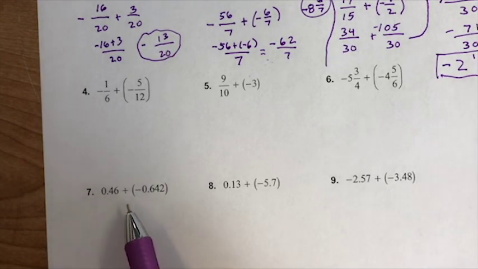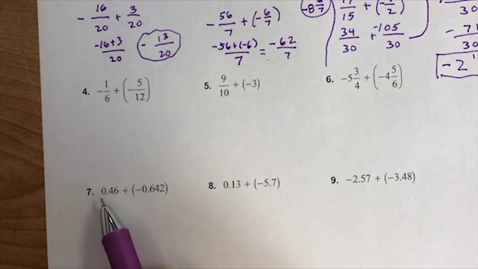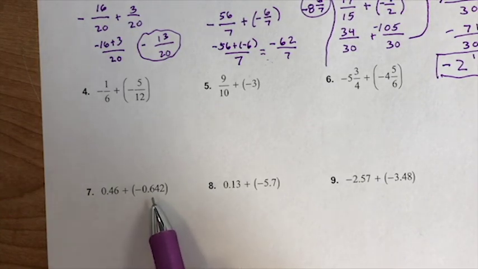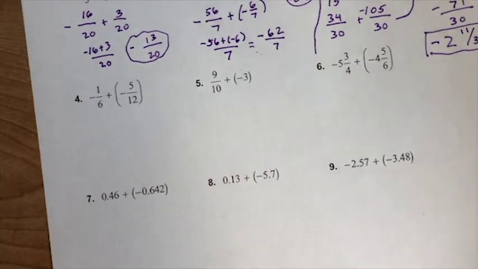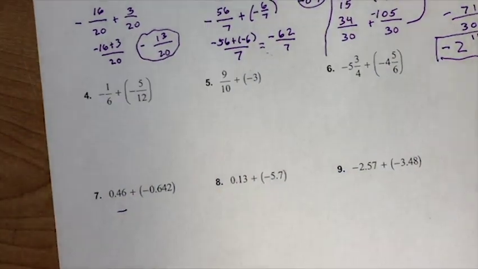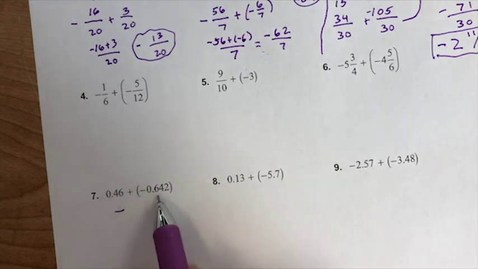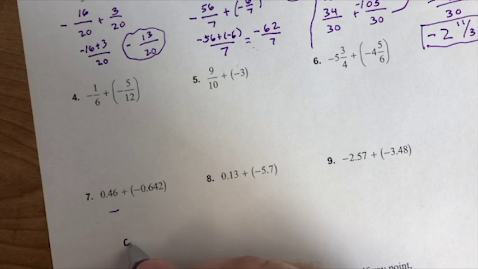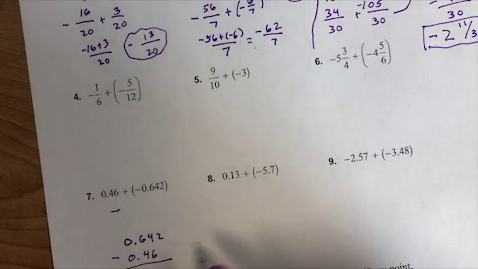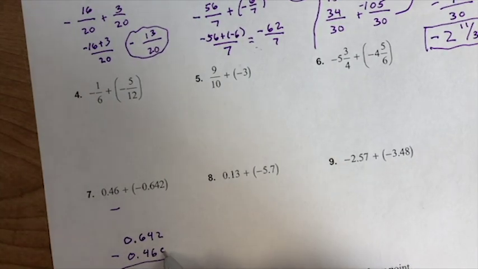Right from the get-go, I need to ask myself, is this going to give me a negative answer or a positive answer? Well, when I look at these two, the highest absolute value happens to be this guy. So I know my final answer is going to be negative. And since one is positive and one is negative, I simply subtract. So I'm going to line up my decimals, 0.642, and I'm going to subtract 0.46, okay? Well, technically there's a 0 at the end, so I'll put it there.